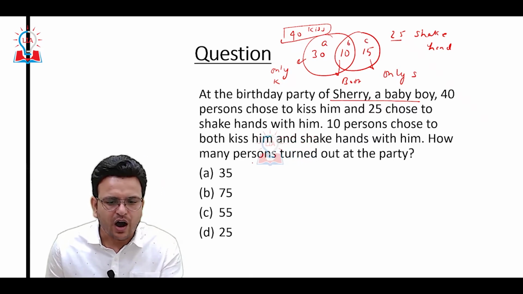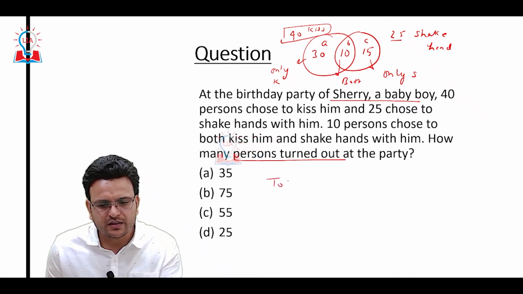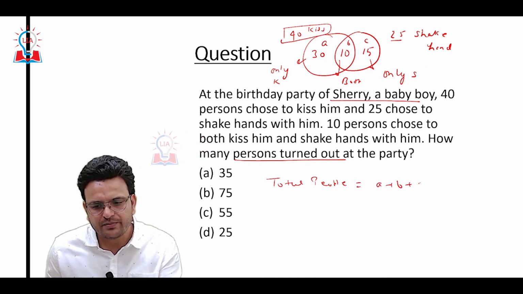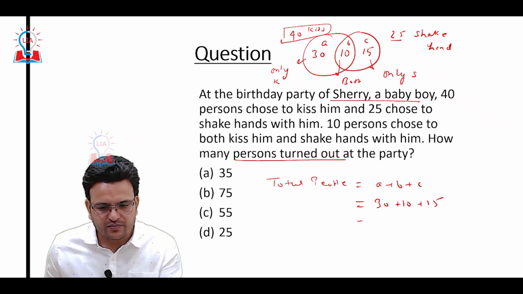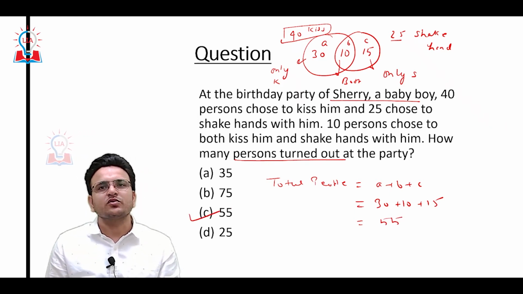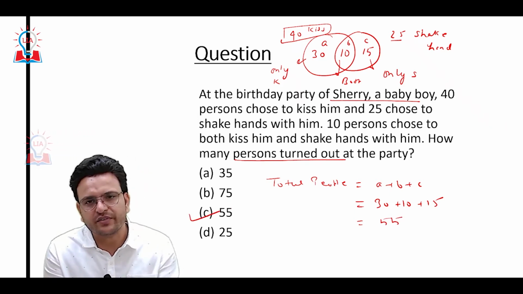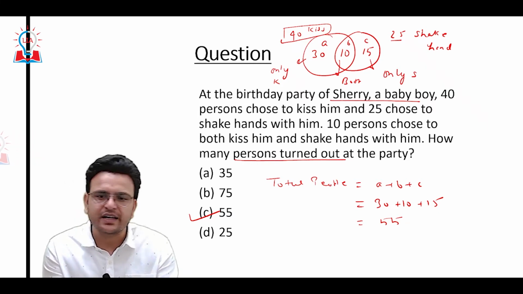So how many persons turned out at the party? The total people at the party become A plus B plus C, that is 30 plus 10 plus 15, which becomes 55. So I hope you are able to understand. One thing in set theory or Venn diagram questions: you have to draw the diagram very carefully.